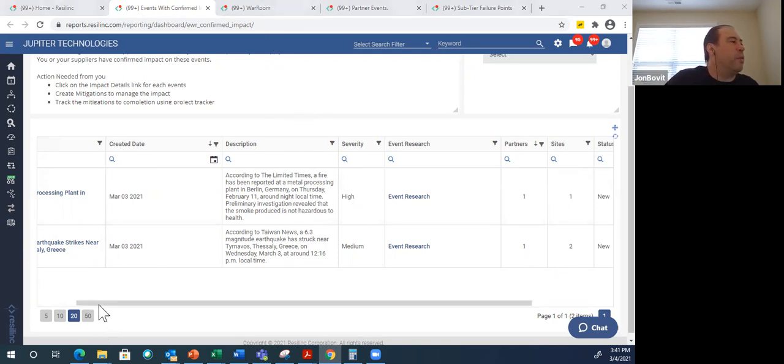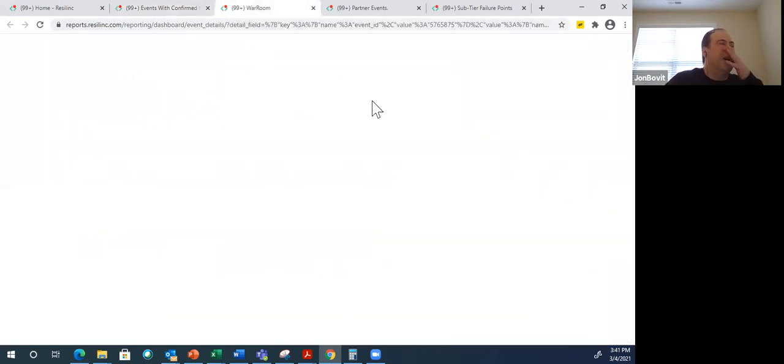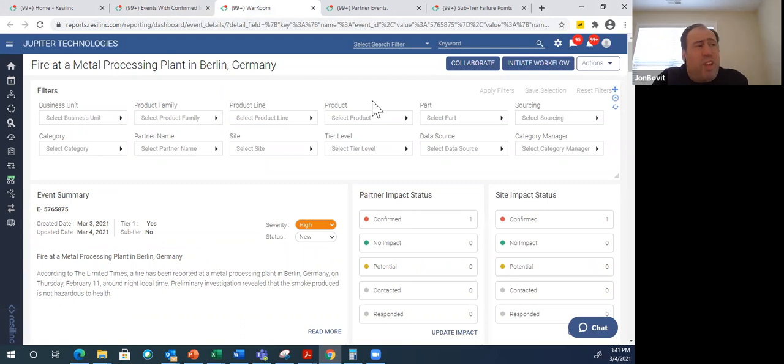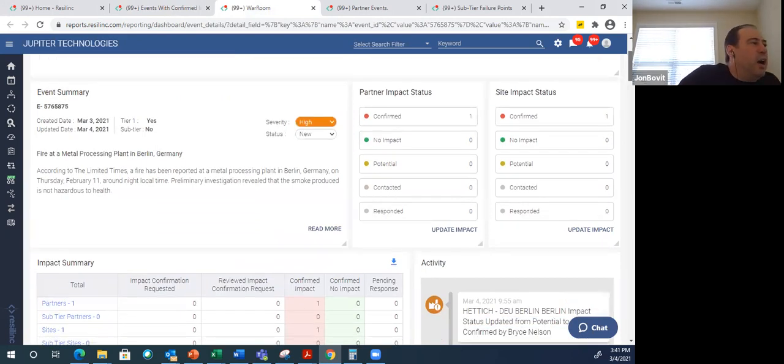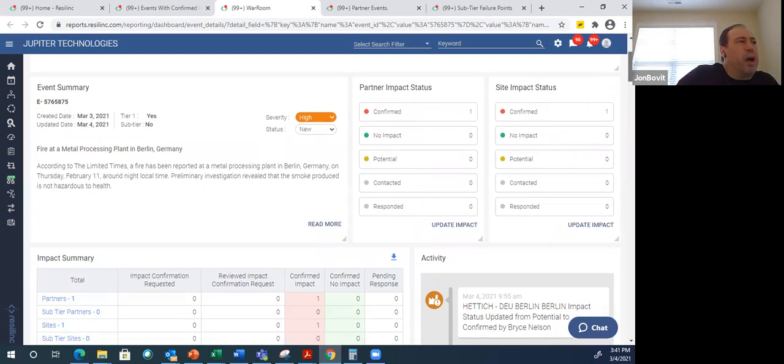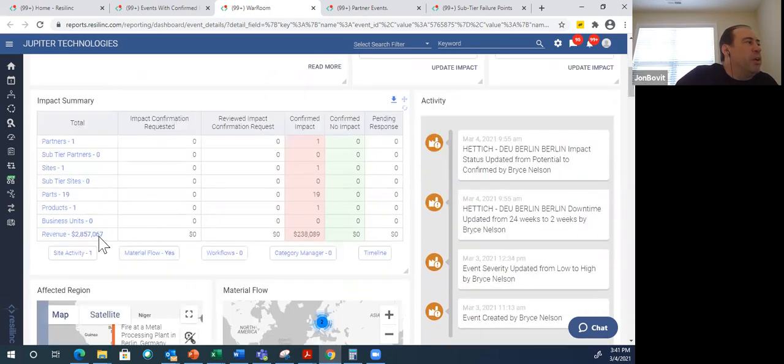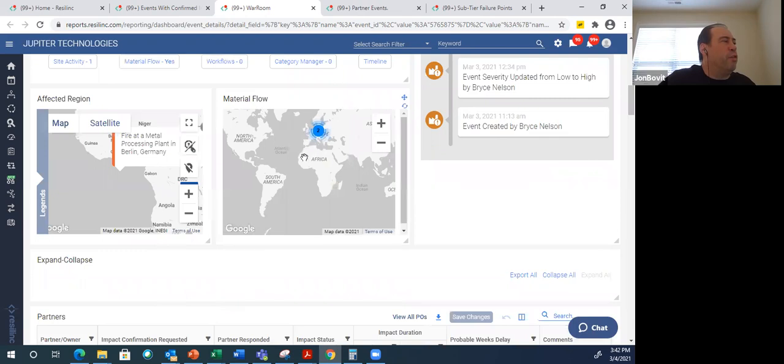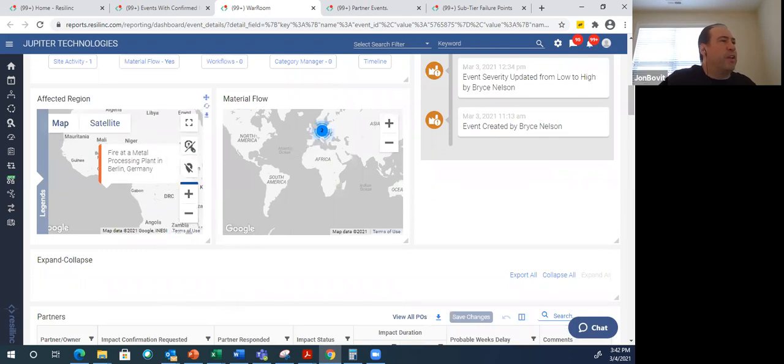And then when I click on a particular event, I get brought to what we refer to as the war room. So this is a virtual environment, a virtual war room, where everybody can get the information. I can see a summary of which suppliers have confirmed. I can see one supplier for one site has actually confirmed impact. I can see in this table down here how many products, sub-tier suppliers, sub-tier sites, products, parts, and revenues are potentially impacted by this event. I can see the different activity that's going on. I can see the material flow, the affected region.